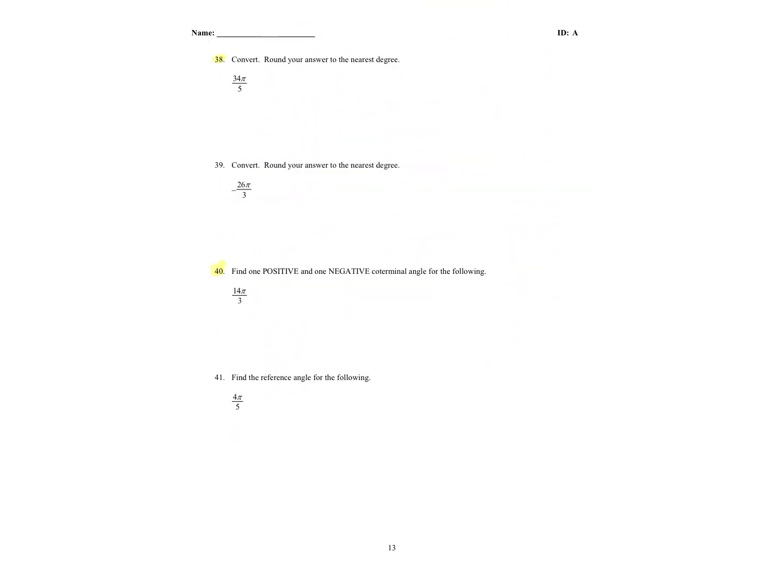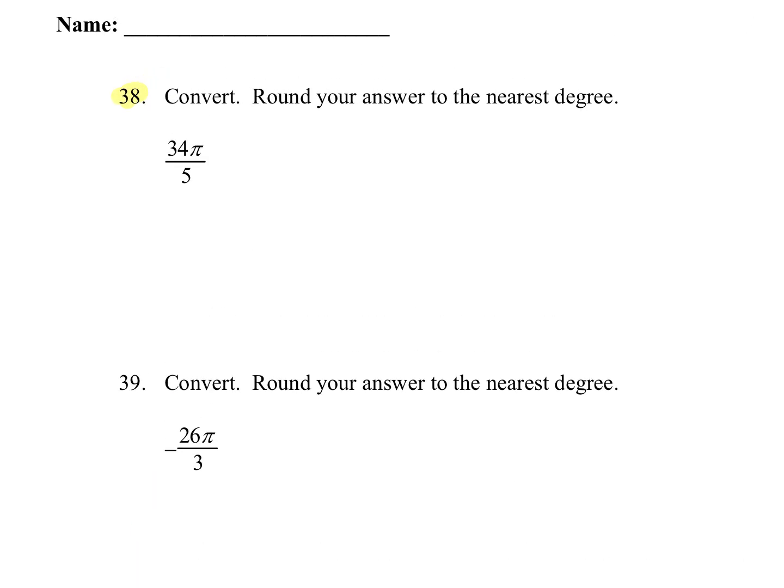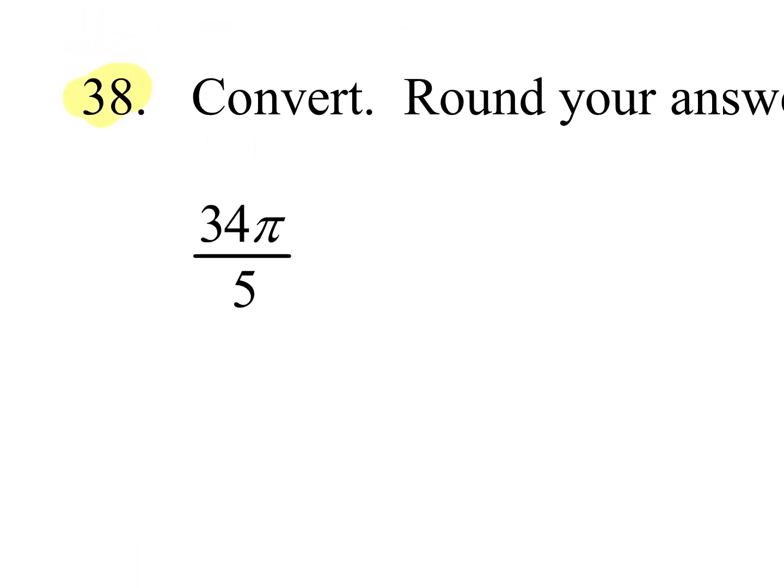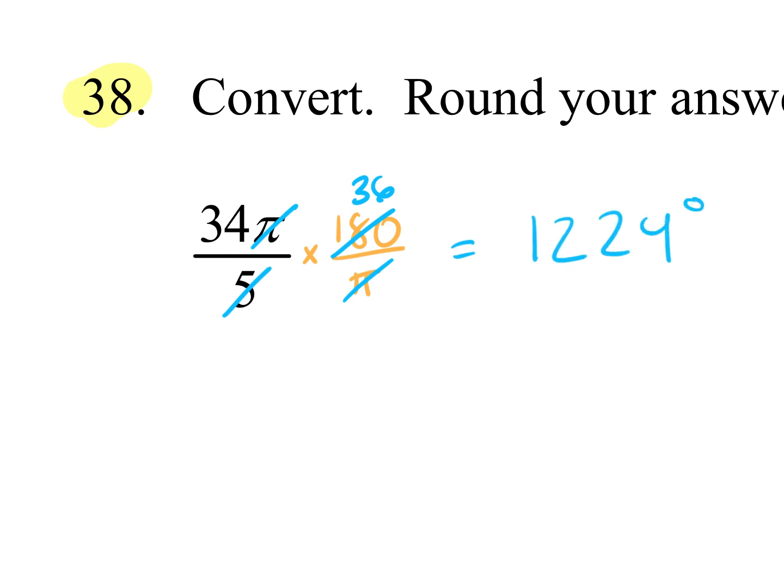Next page. Let's look at 38. So here we're converting. It gives it to us in radians, so we're going to convert to degrees. To convert to degrees, we multiply by 180 over pi. So pi's cancel. You could probably just put this in your calculator to simplify. But 5 goes into 180 36 times. So 36 times 34, which would be 1,224 degrees.